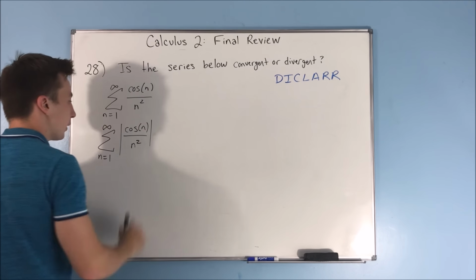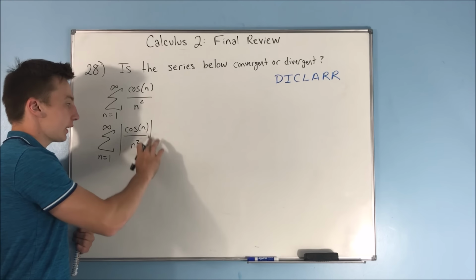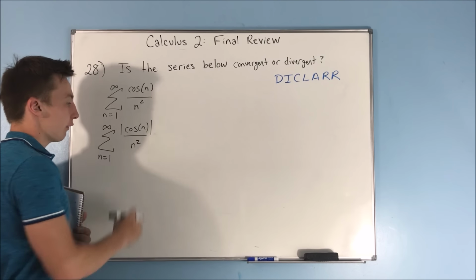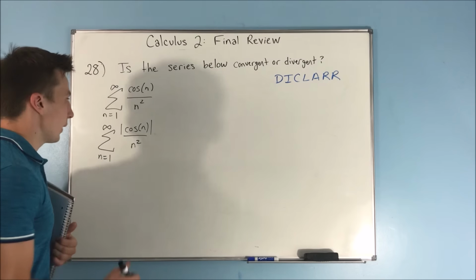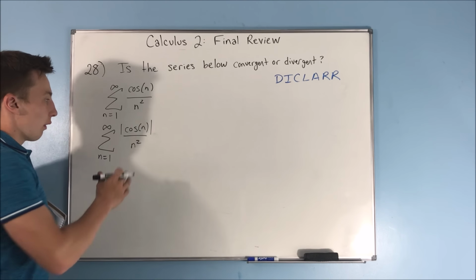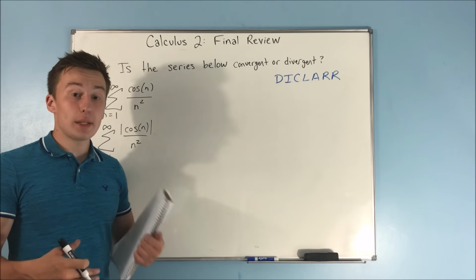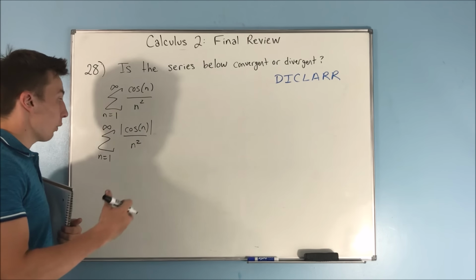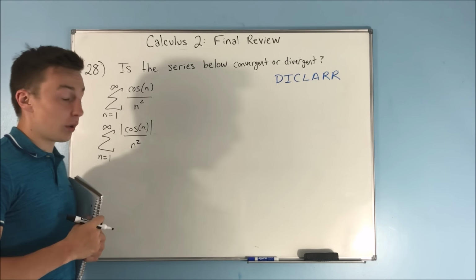Now, where does this absolute value actually apply? Well, the n squared is going to stay positive, but this cosine of n is what's moving between negative and positive. So what is this absolute value doing for us? Well, that means that instead of being between negative 1 and 1, this cosine of n is just going to be between 0 and 1.